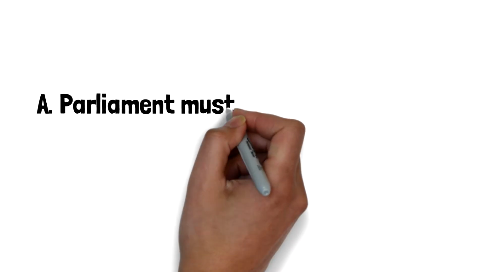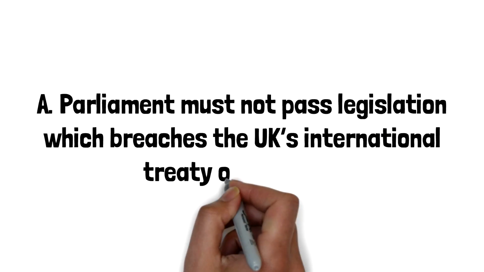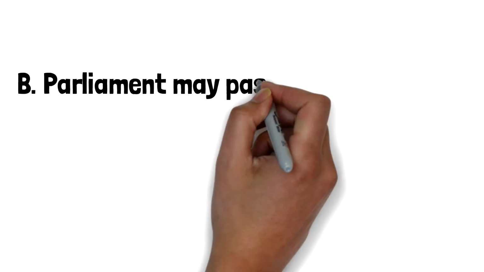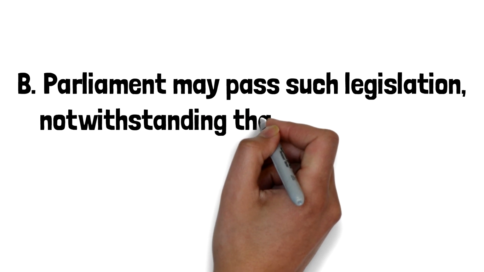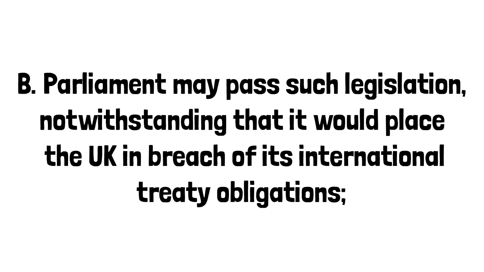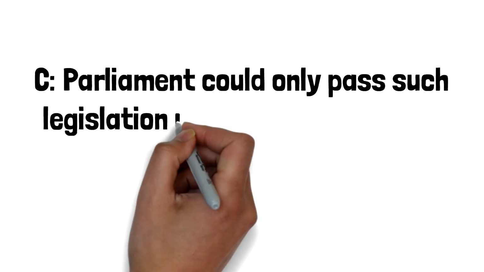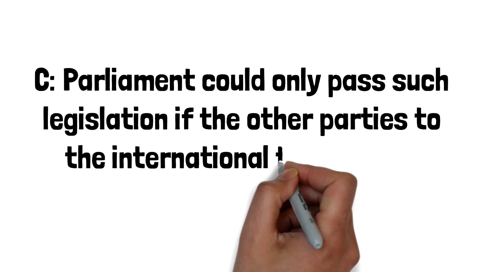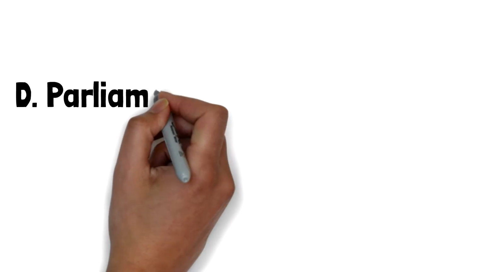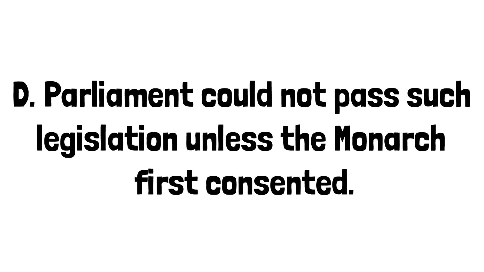A. Parliament must not pass legislation which breaches the UK's international treaty obligations. B. Parliament may pass such legislation, notwithstanding that it would place the UK in breach of its international treaty obligations. C. Parliament could only pass such legislation if the other parties to the international treaty first approved it. D. Parliament could not pass such legislation unless the monarch first consented.